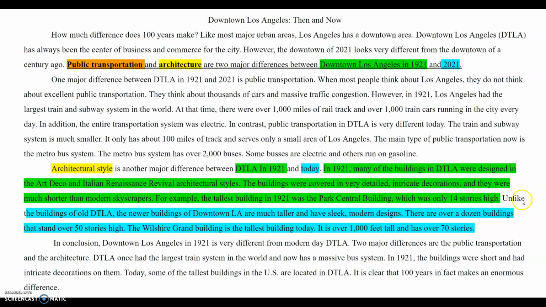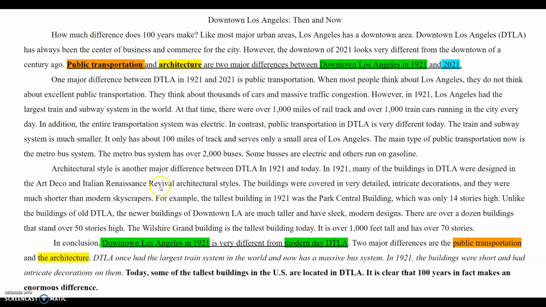Then we come to this word unlike. Unlike the buildings of old downtown LA. So here we used a prepositional phrase to show a transition. This is the signal that now the writer will be discussing the second topic, which is downtown LA architecture today, or 2021. And we can see that these sentences that are highlighted in blue are all related to downtown LA architecture in 2021.